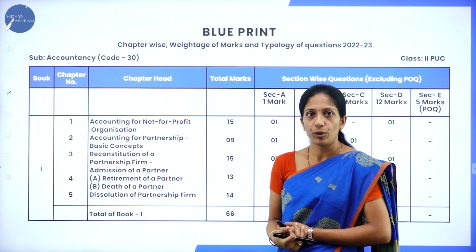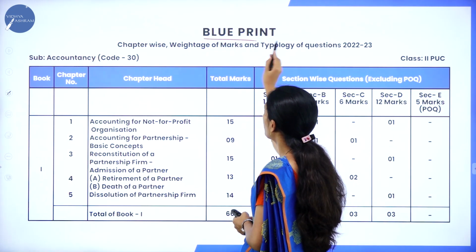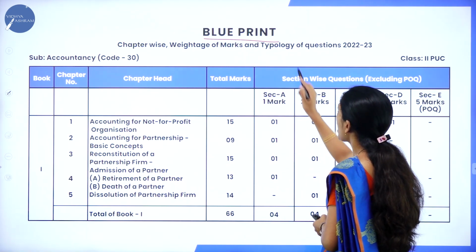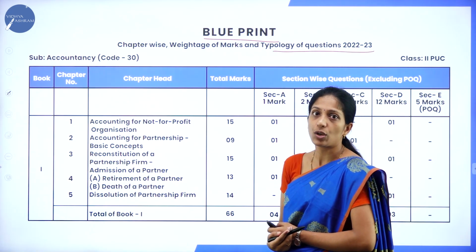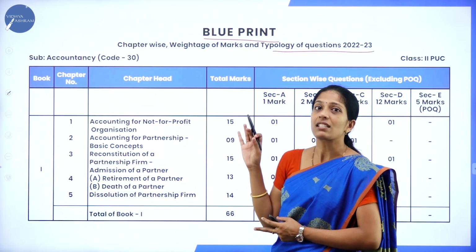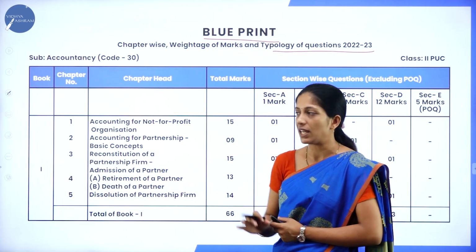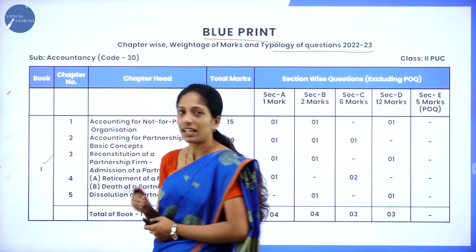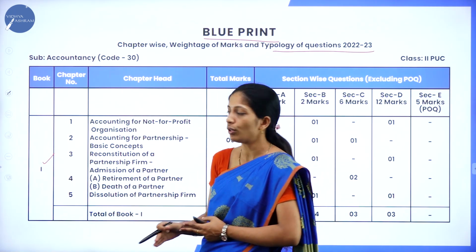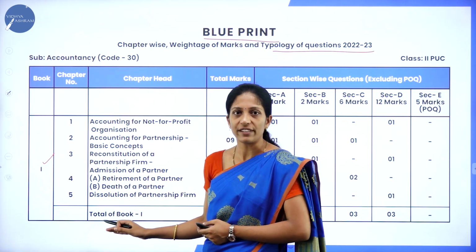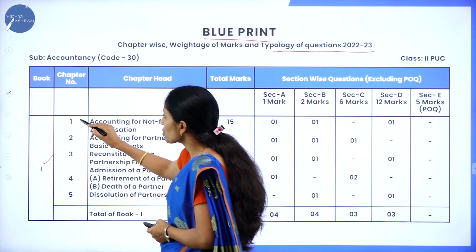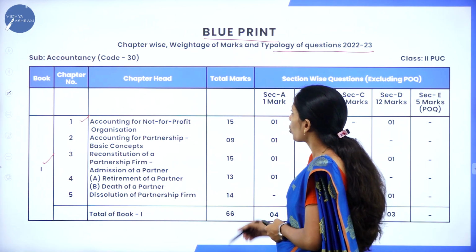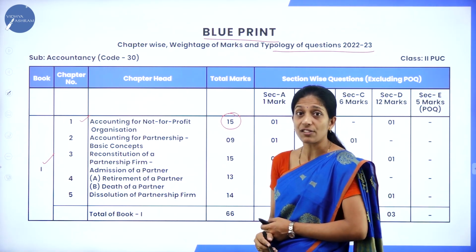Now we shall go through the blueprint. If you see the blueprint of your accountancy paper, that is the chapter-wise weightage of marks and typology of questions 2022-23. So this will be the 2nd PUC question paper blueprint. Now if you see book 1, as I told you there are 2 books, book 1 as well as book 2. In book 1, there are a total of 5 chapters, correct? So the first chapter, accounting for not-for-profit organization, has a total weightage of 15 marks.